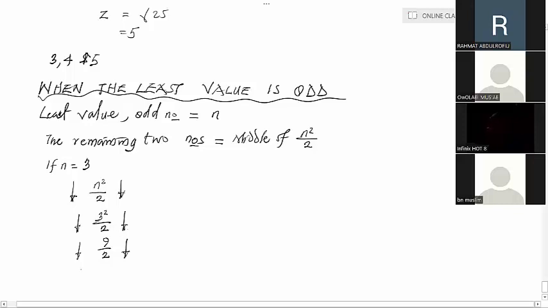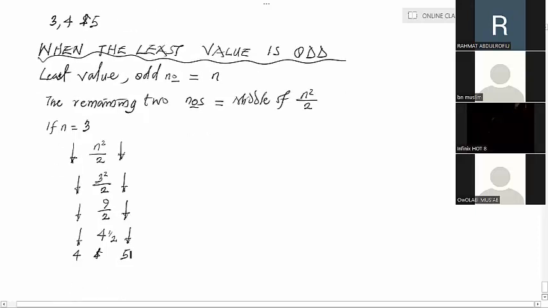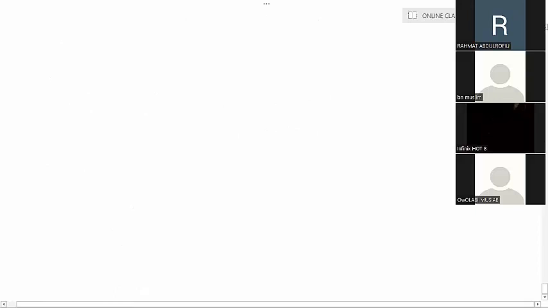Then we give you 4.5. What are the values that come before 4.5 and come after 4.5? Who can guess? That would be 4 and 5. Without wasting time, just square it, divide by 2, and you're there. So the 2 numbers will be gotten like that. For instance, if the least value you have is 5, we'll check the 2 now and you will see how it works.